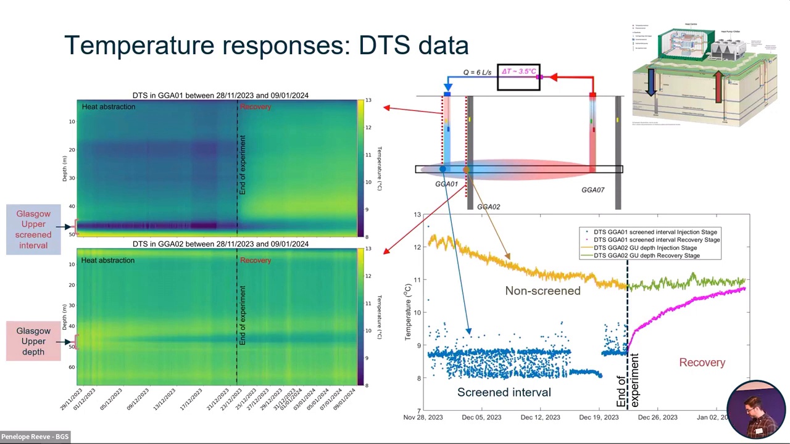In the bottom graph, you can see the data from GJ02. You can see the thermal plume also arriving at the level of the Glasgow upper depth, with some blue colors there. After 2-3 days, the thermal plume arrives. At the right, you have some data at the depths of the mine upper, the Glasgow upper level, at some points. The blue line at the bottom is very constant, the injection during the experiment, and then the recovery in the purple line, and the yellow and green are from GJ02 at the level of the mine working. So we can use this data.